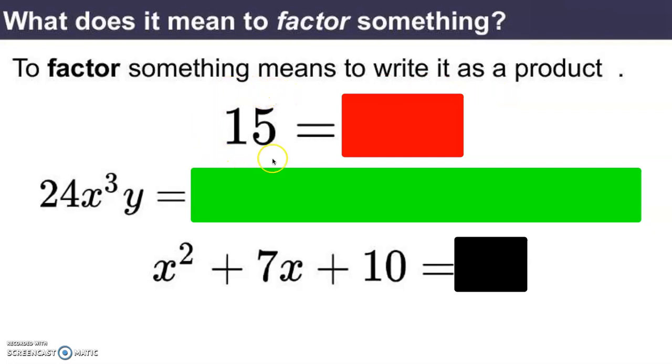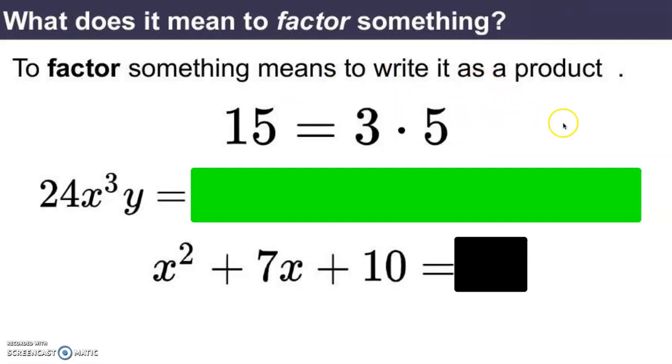So if I wanted to factor 15 and write it as a multiplication problem, one way to do that would be to write 15 as 3 times 5. And of course, it's not the only way to do it. You could write it as 1 times 15 or 7.5 times 2, but that's a factorization of 15.